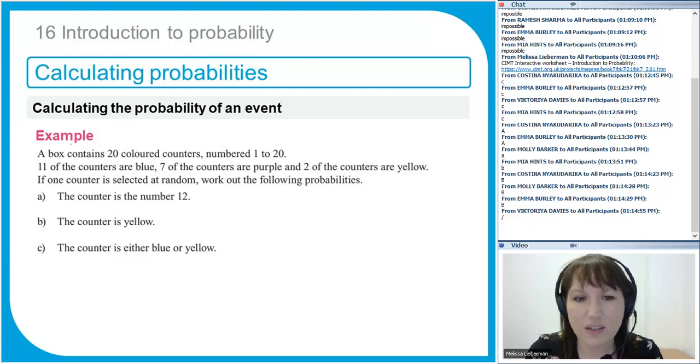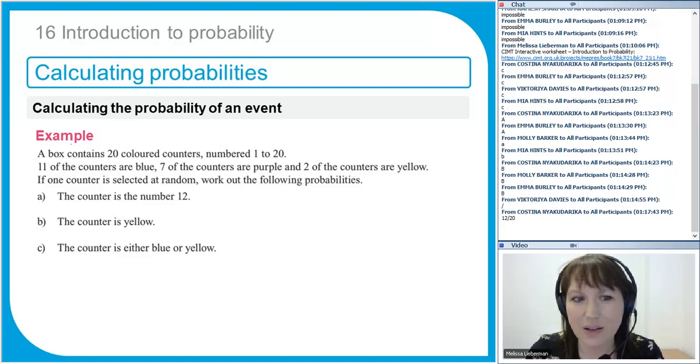Now actually, the fact that they've told you that the counters are numbered between 1 and 20 is a bit of a distraction because the numbers don't actually count. We're just interested in the colours. Oh no, we are interested in the numbers as well, because part A says the counter is a number 12. So there are 20 counters. One of them has a number 12 on it. What is the probability that the counter is the number 12?